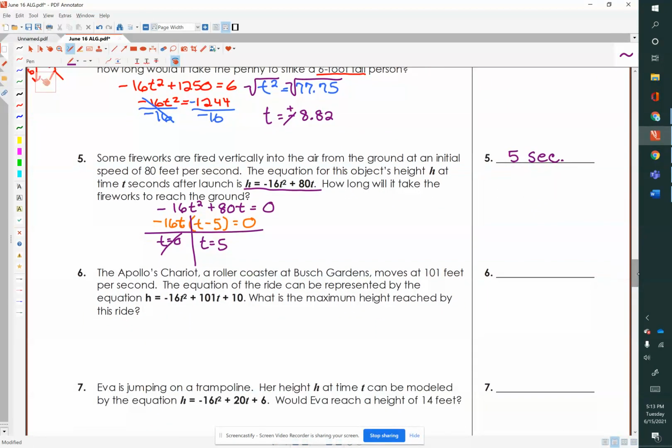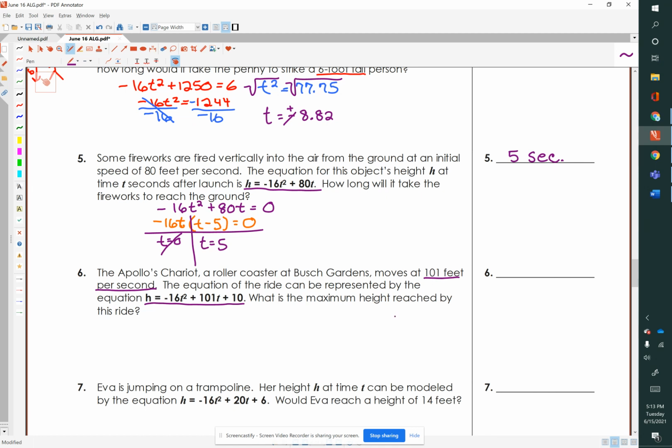Okay, roller coaster. We should probably get the details on the roller coasters at Lake Compounds, and we can do some math with them. But this one's a Busch Gardens roller coaster called the Apollo's Chariot. So the Apollo's Chariot, a roller coaster at Busch Gardens, moves at 101 feet per second. So they're telling us the speed. The equation of the ride can be represented by h equals negative 16t squared plus 101t plus 10. What is the maximum height reached by this ride?